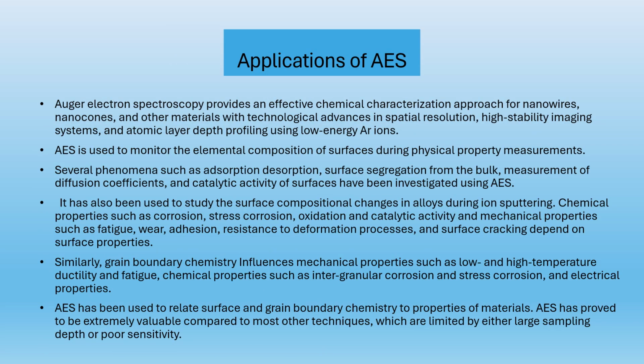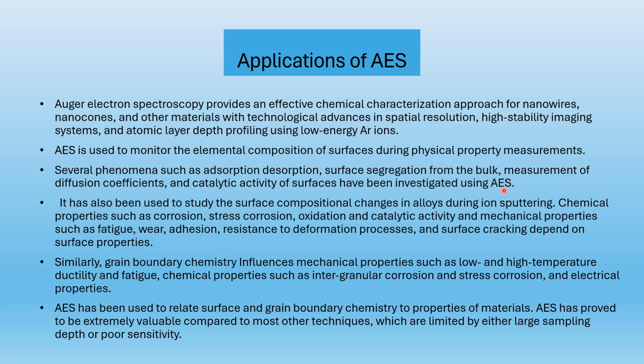Further, let's talk about the applications. Auger electron spectroscopy proved to be a very important technique for the coming market. Its approach can be used for the chemical characterization, for development of nanowires, nanocones, and other materials with technological advances in spatial resolution, with high stability for imaging system, and for depth profiling of the atomic layer using the low energy argon ions. Further, AES is used to monitor the elemental composition of the surfaces during physical property measurement.